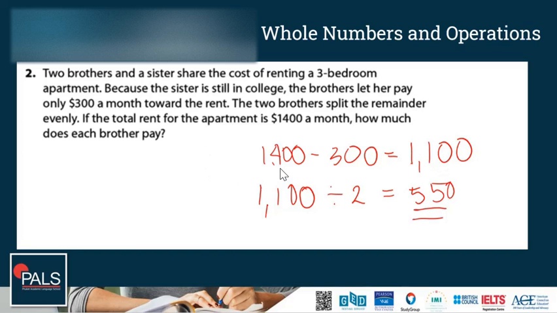So, the first step is to subtract $300 from $1,400. The answer is $1,100. Then the $1,100 will be divided by 2 for the 2 brothers. So each brother pays $550.